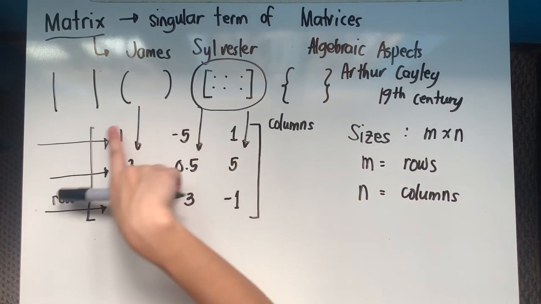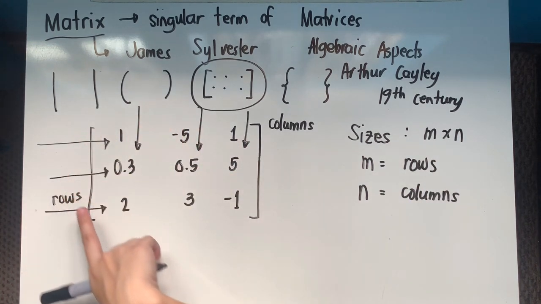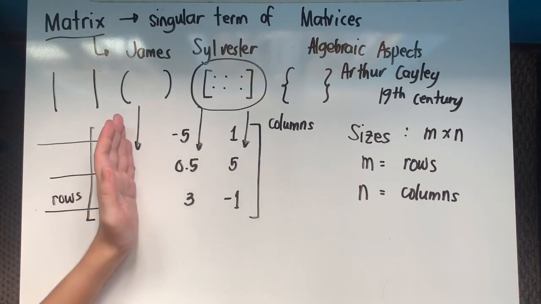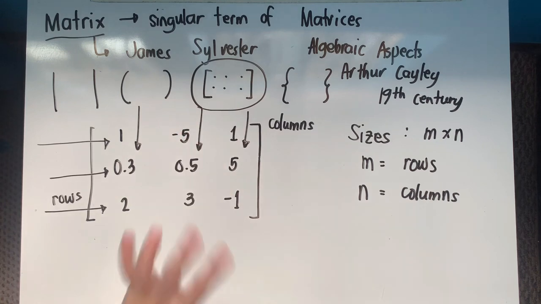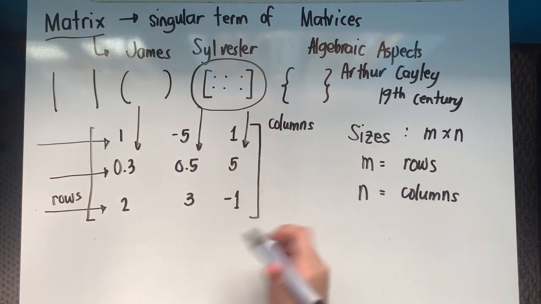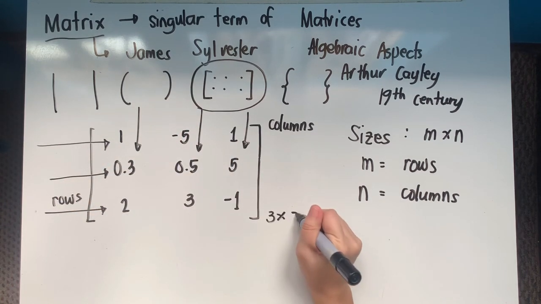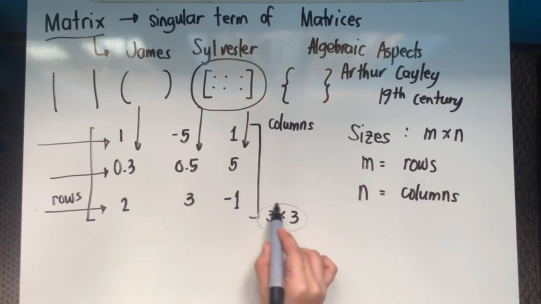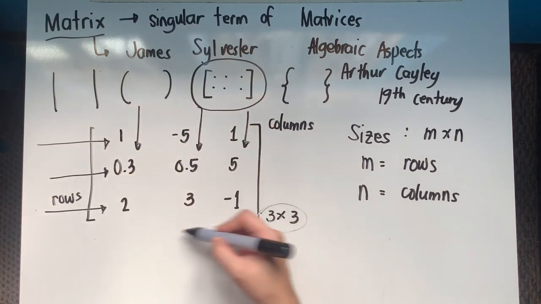Okay, so this particular example that we have here is a matrix of 1, 2, 3 rows and 1, 2, 3 columns. Thus, this matrix is sized as 3 by 3. We can write that as a subscript of the matrix itself, or we can write this as a subscript of the notation we use on matrices.